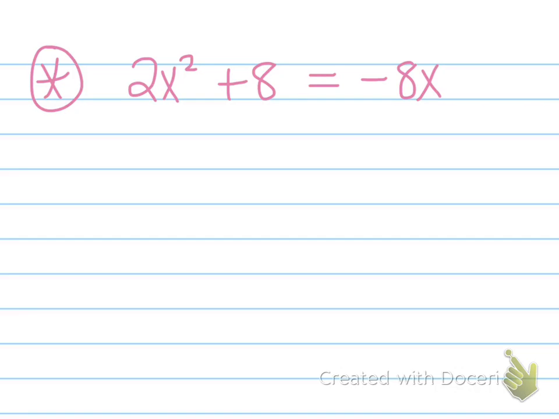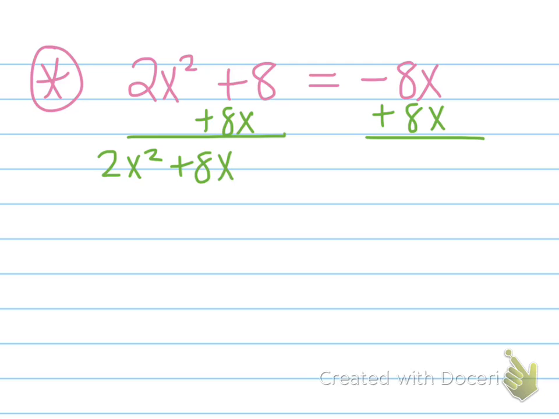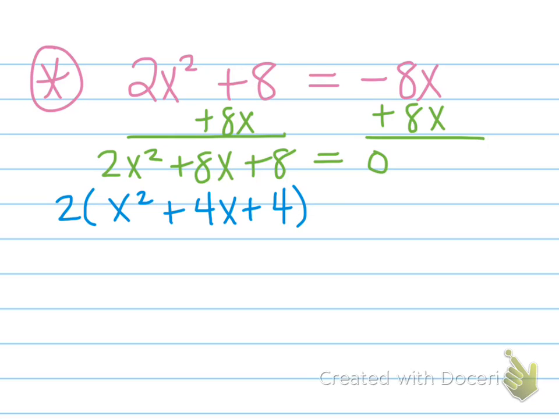In this problem, notice that it's not in standard form yet. I need a 0 on one side in order to use the zero product property. So I'm going to add the 8x to both sides. It's not like terms with anything on the left-hand side, so I'm just going to rewrite the problem in standard form before moving forward. Once it's in standard form, don't forget to check for a GCF. In this problem, each term can be divided by 2. And once I've divided each term by 2, it's going to make it easier for me to factor.